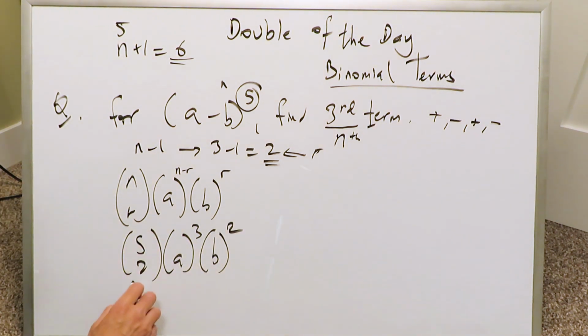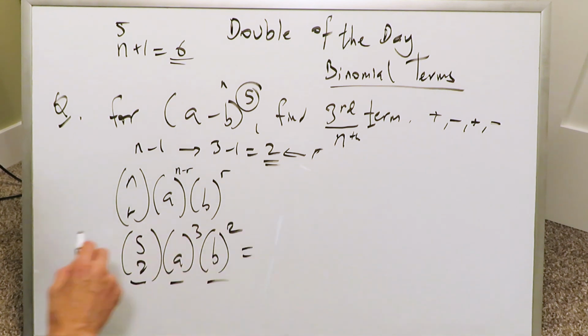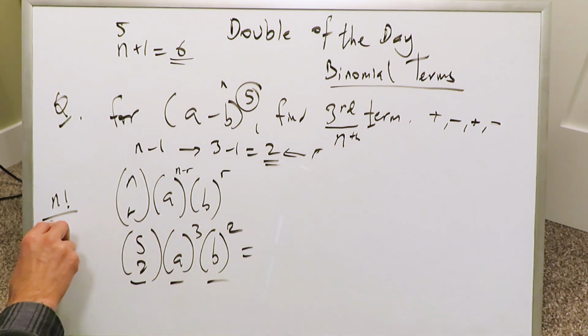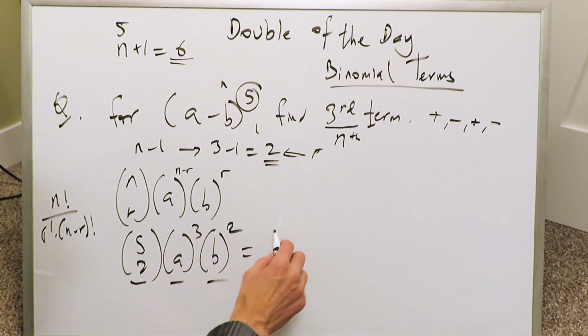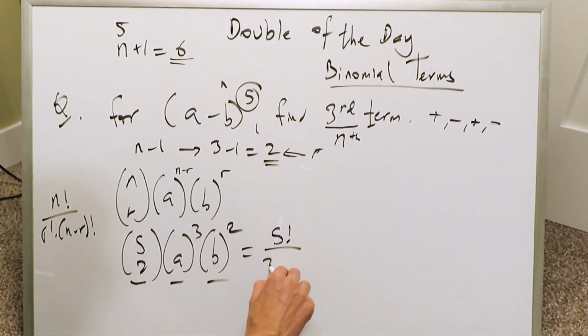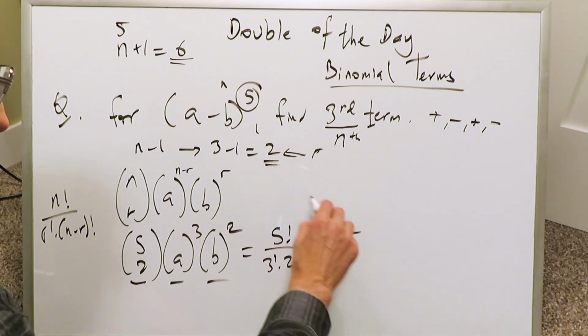When you're looking at this, you have to evaluate this. These are easy. This right here is a little tricky. You have to remember the rule. The rule over here is n factorial over r factorial, n minus r factorial. When you evaluate this, you're looking at 5 factorial divided by 3 factorial, 2 factorial. Then you have an a cubed and you have a b squared.